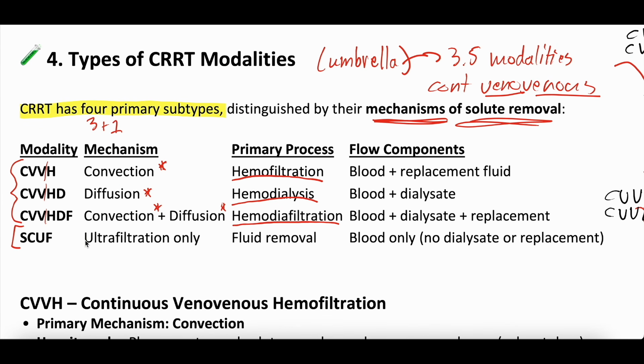SCUF is its own beast. So SCUF is ultrafiltration only. This is only for fluid removal. There's no dialysate. There's no replacement fluid. It is just fluid removal, ultrafiltration. You can remove a lot of fluid this way, though. So we don't use SCUF all that often. The only time we can really think that you might consider using it would be if a patient was just profoundly volume overloaded and you just wanted to remove a bunch of fluid, but it's not commonly used.